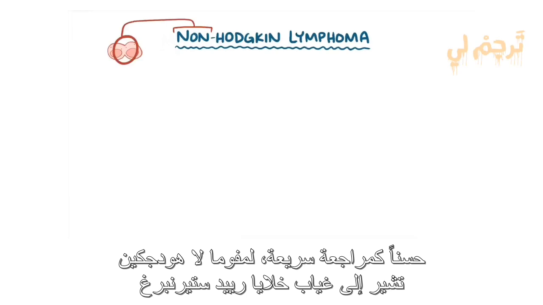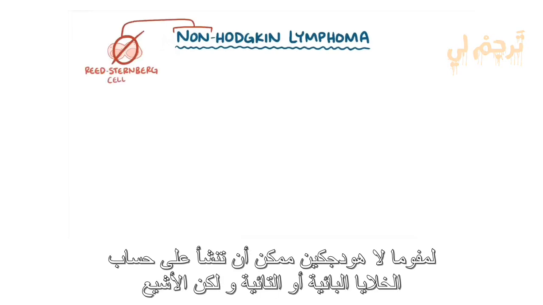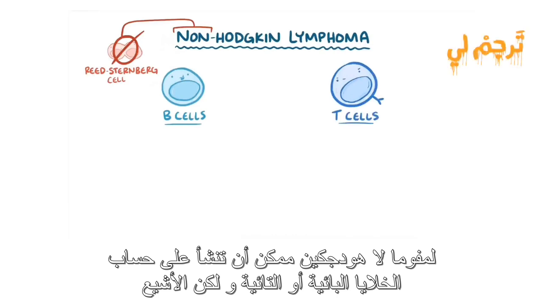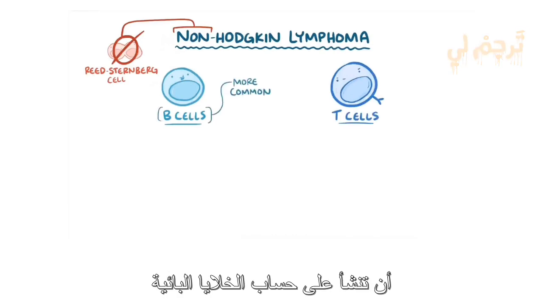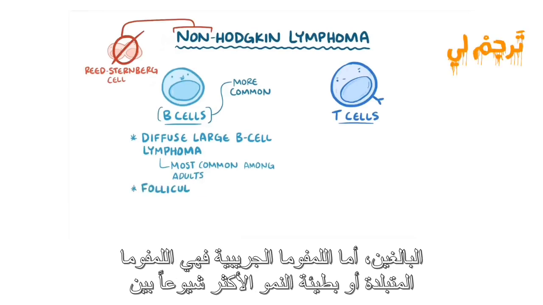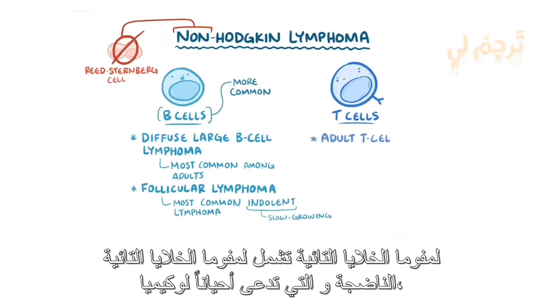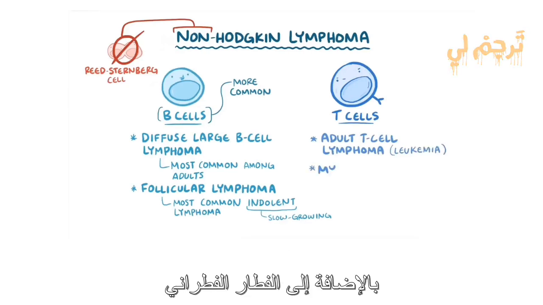Alright, as a quick recap, non-Hodgkin refers to the absence of Reed-Sternberg cells, which are characteristic of Hodgkin lymphoma. Non-Hodgkin lymphomas can originate from B cells or T cells, though they most commonly arise from B cells. Diffuse large B-cell lymphoma is the most common type of non-Hodgkin lymphoma among adults, and follicular lymphoma is the most common indolent or slow-growing non-Hodgkin lymphoma. T-cell lymphomas include adult T-cell lymphoma, which is sometimes referred to as a leukemia, as well as mycosis fungoides.